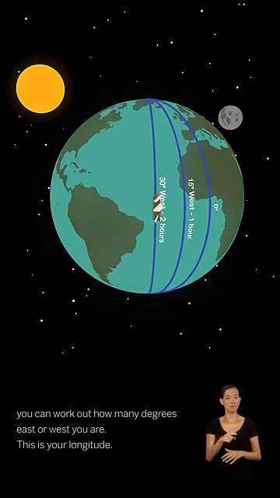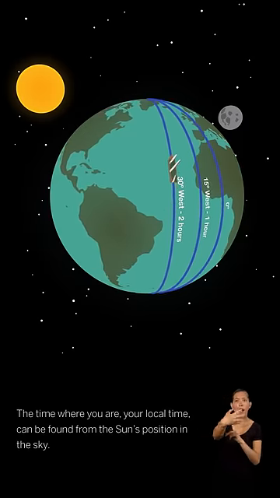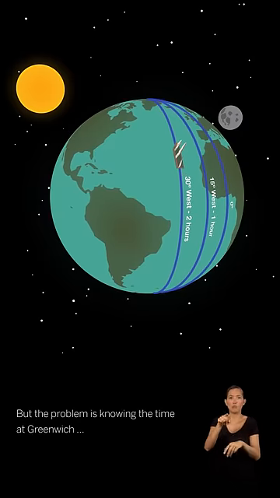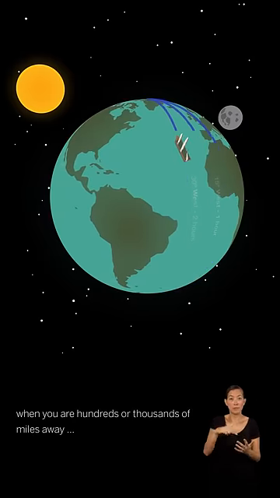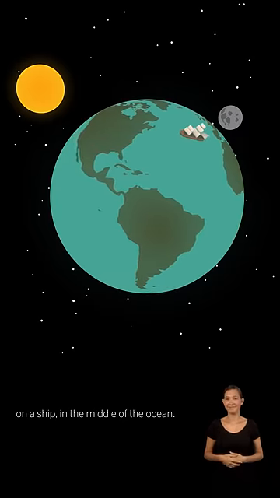This is your longitude. The time where you are, your local time, can be found from the sun's position in the sky. But the problem is knowing the time at Greenwich, when you are hundreds or thousands of miles away, on a ship, in the middle of the ocean.